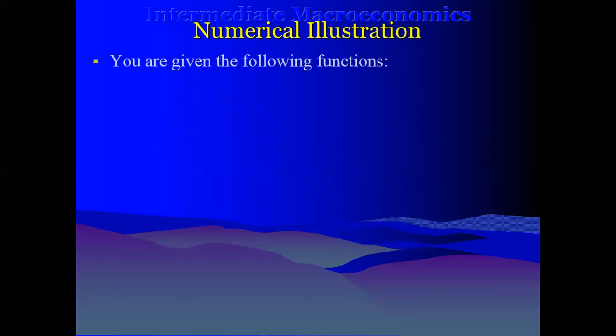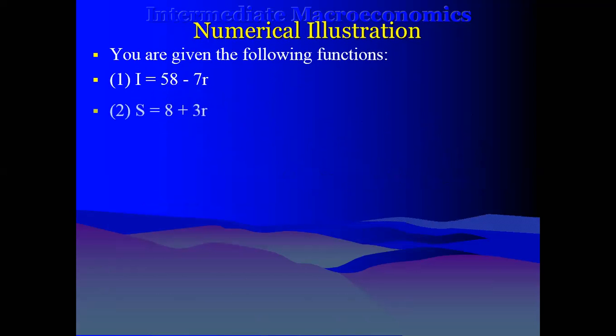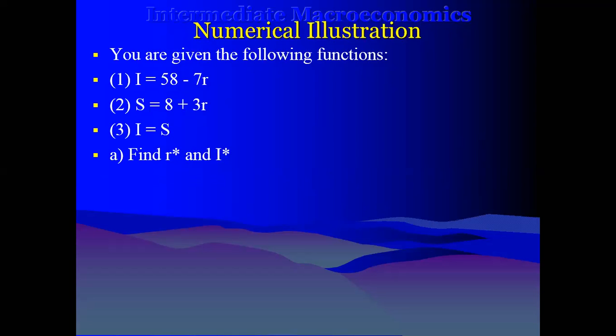Okay, so this is an example. We have been given the investment function. Let's do this one before we go. We have been given the investment function as I equals 58 minus 7R, and then we have our savings function too. And in equilibrium, we know that I is supposed to be equal to S. So the first question is saying that we have to find R star and I star. That's equilibrium interest rate and investments.